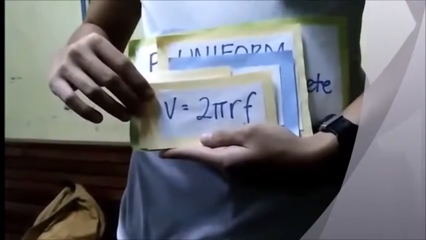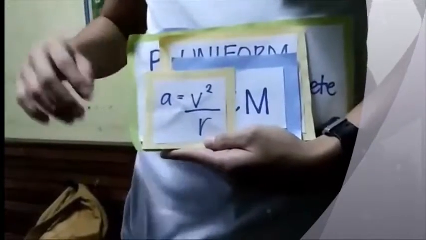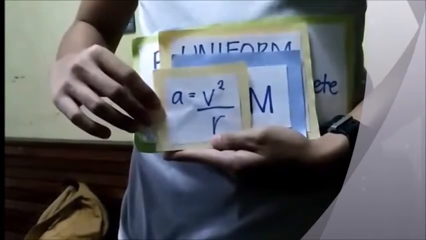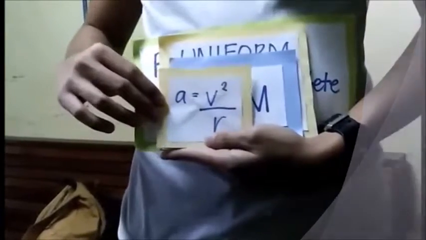The second formula is for getting the acceleration, which uses the formula a equals velocity squared over r, where r is the radius of the circle. And here are some sample problems.